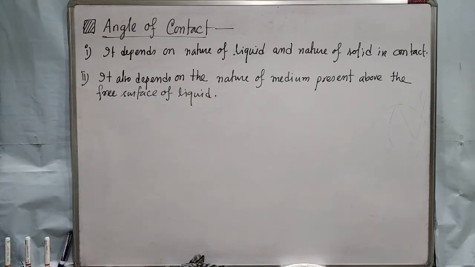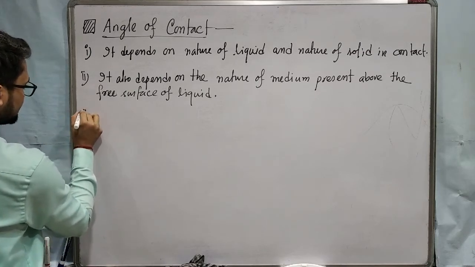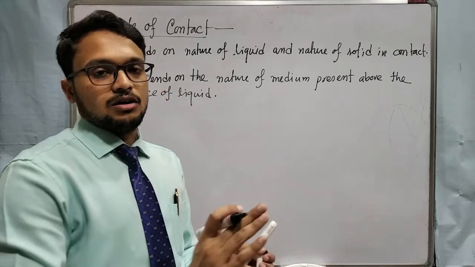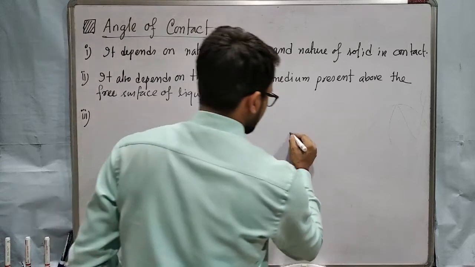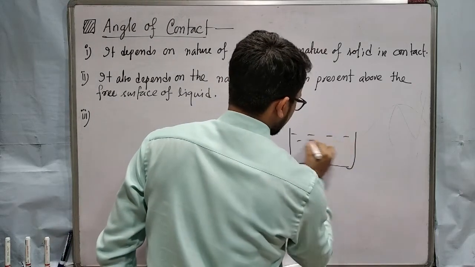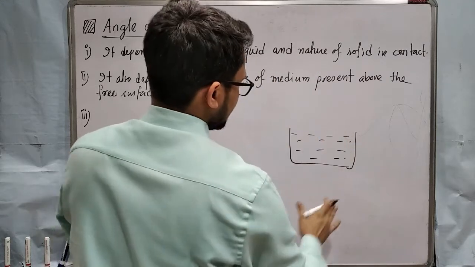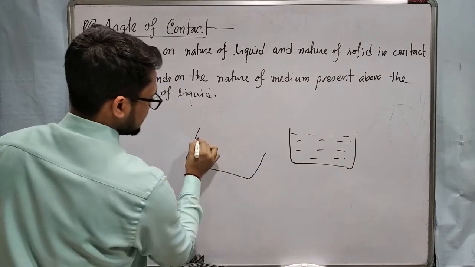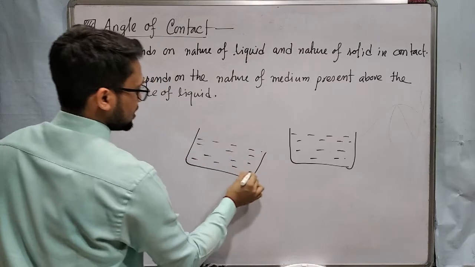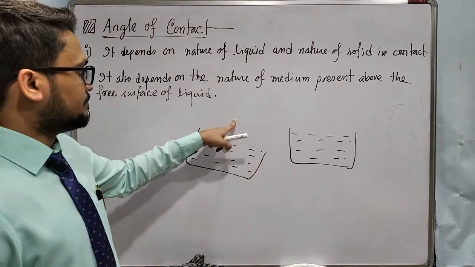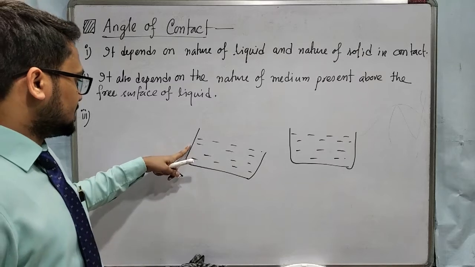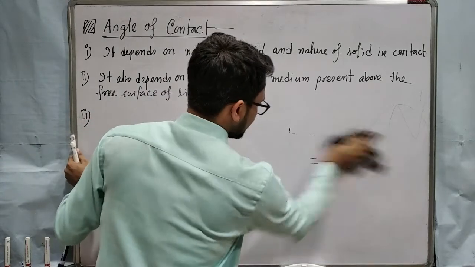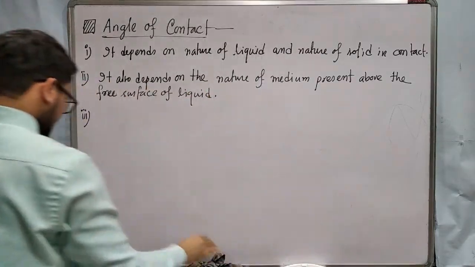Okay, clear? Now come to the third point. This angle of contact does not depend on the inclination of the solid. If this is here, water is there, suppose. Now you have inclined this container, like this. Its angle of contact value will not change if the medium present above the free surface, and the nature of solid and liquid, is the same. So it is independent of the inclination of the container.